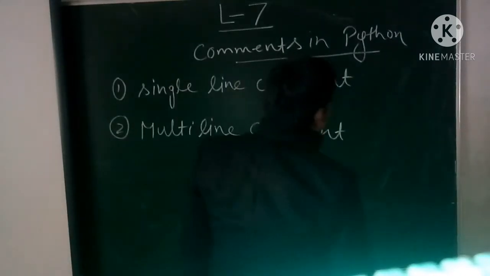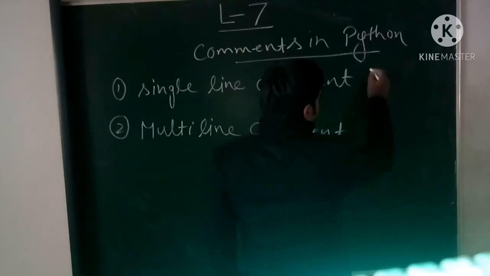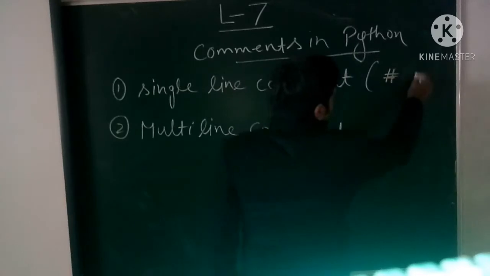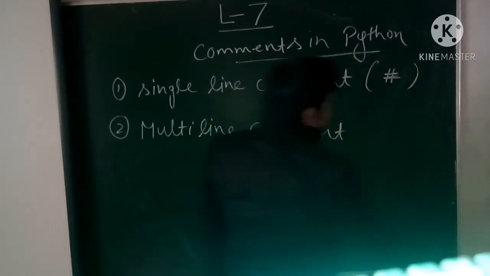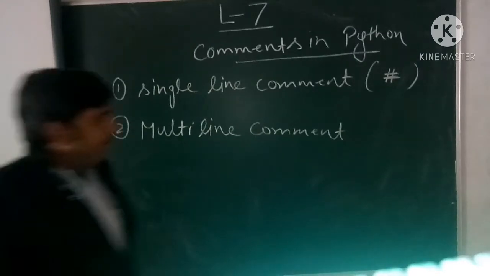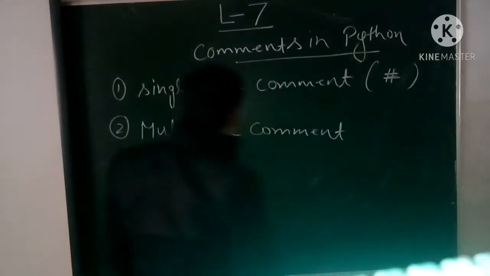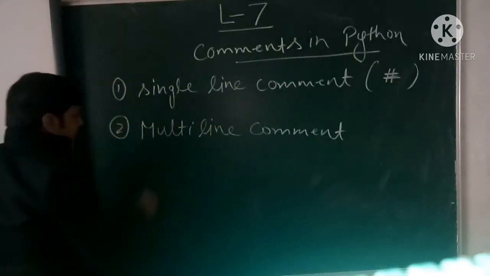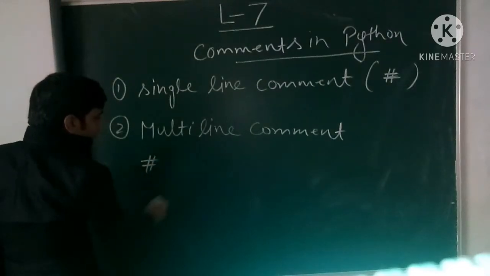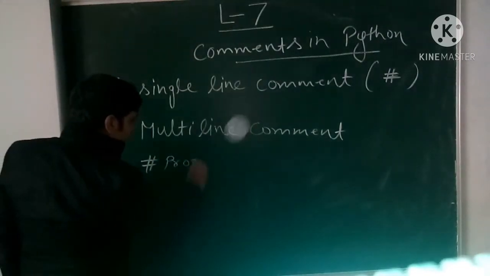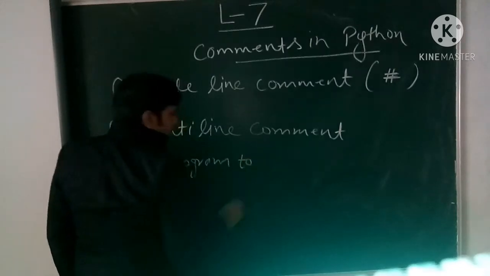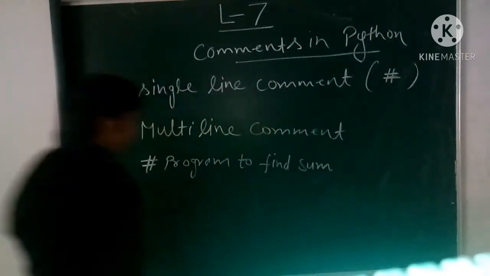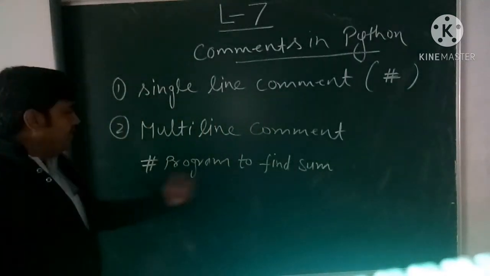Now, a single line comment means you write after the hash symbol. In a single line comment you use the hash symbol, and after it you can write the comment. Suppose you are writing a comment in Python. How do you write it? Hash, program to find sum. Program to find sum, this is a one line comment.